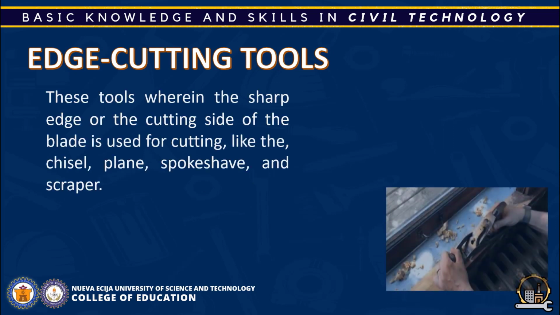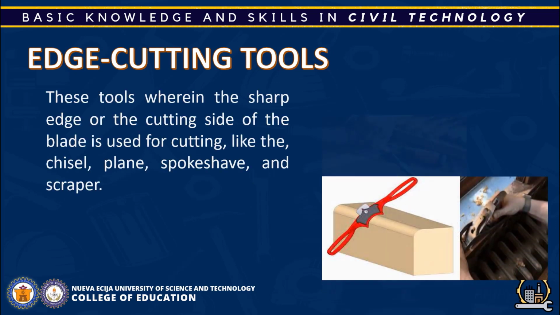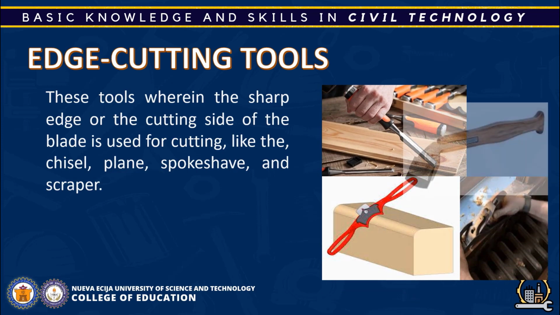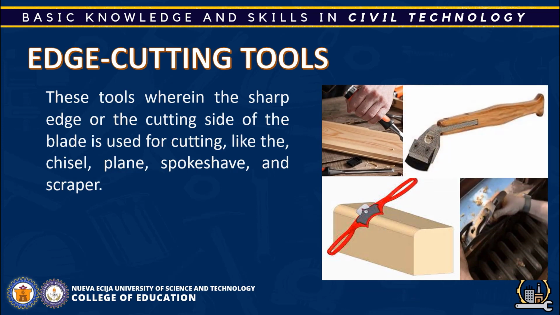Edge cutting tools. These are tools wherein the sharp edge or the cutting side of the blade is used for cutting, like the chisel, plane, spokeshave, and scraper. Furthermore, why are the tips and edges of cutting and piercing tools made sharp? Cutting and piercing tools are made sharp because the area of contact is reduced, so the pressure increases and cutting becomes easier.